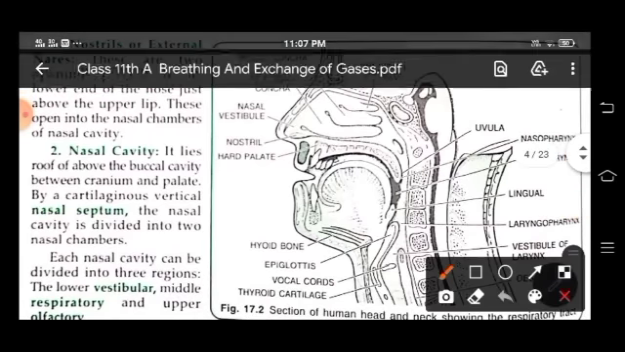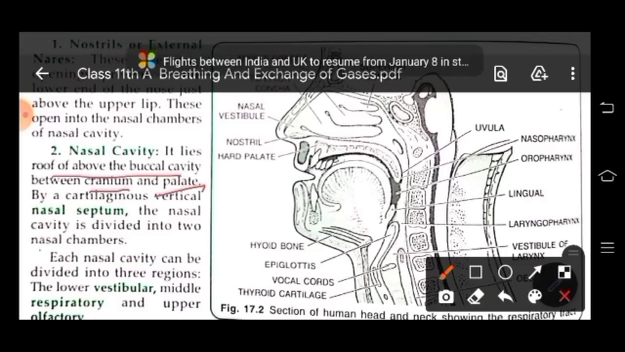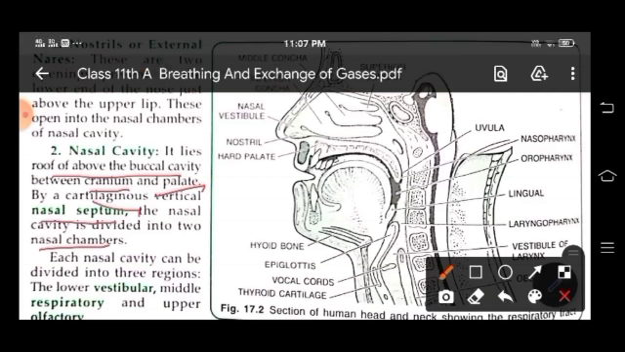The nasal cavity lies above the roof of the buccal cavity between the cranium and palate, and this nasal cavity is divided into nasal chambers by a cartilaginous vertical nasal septum. Now this nasal cavity can again be divided into three regions: the lower vestibular, middle respiratory, and upper olfactory.